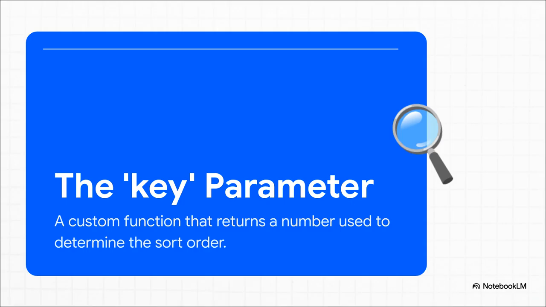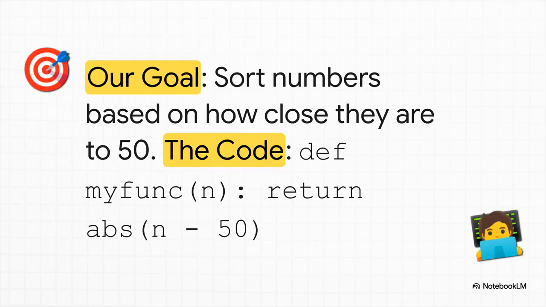You give it a function, and instead of sorting the items themselves, Python sorts them based on the output of that function. It's like giving it a different way to see the data. Let's make this real with an example. Let's say our goal is to sort a list of numbers based on how close they are to the number 50. Not their actual value, but their proximity to 50.